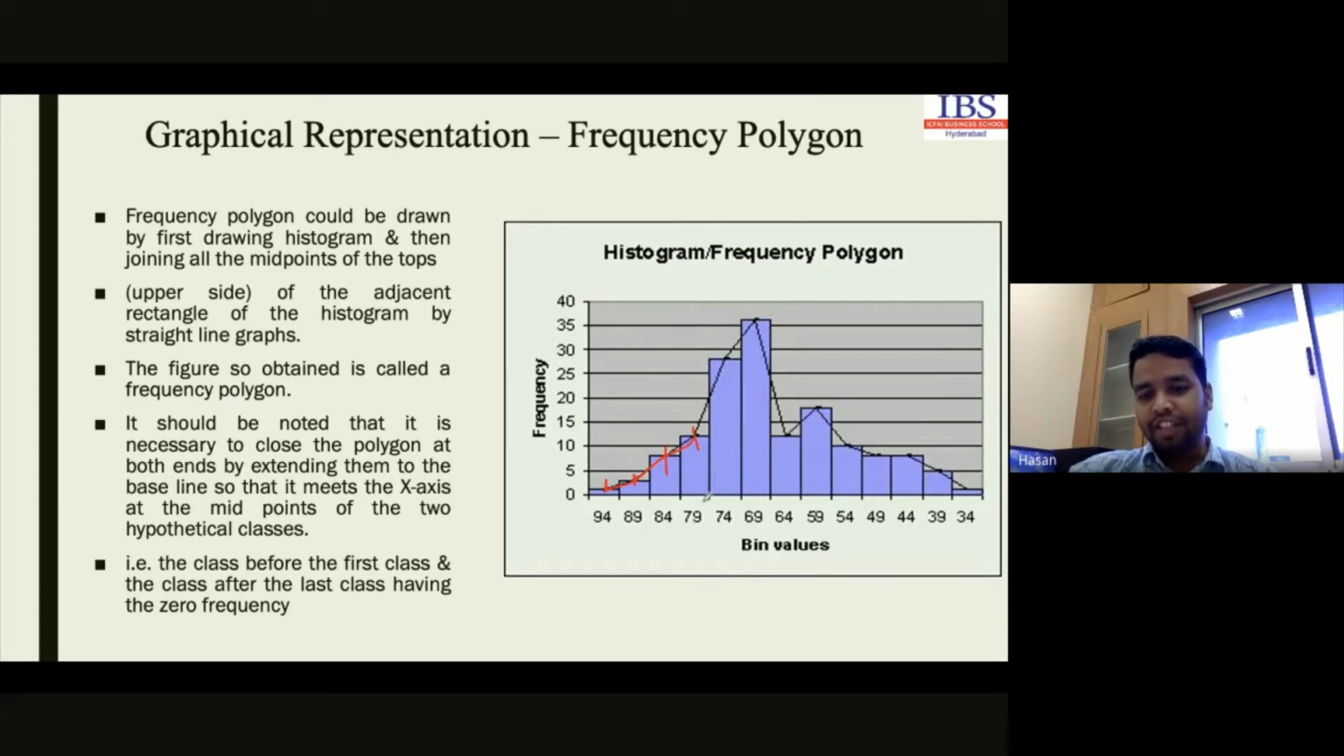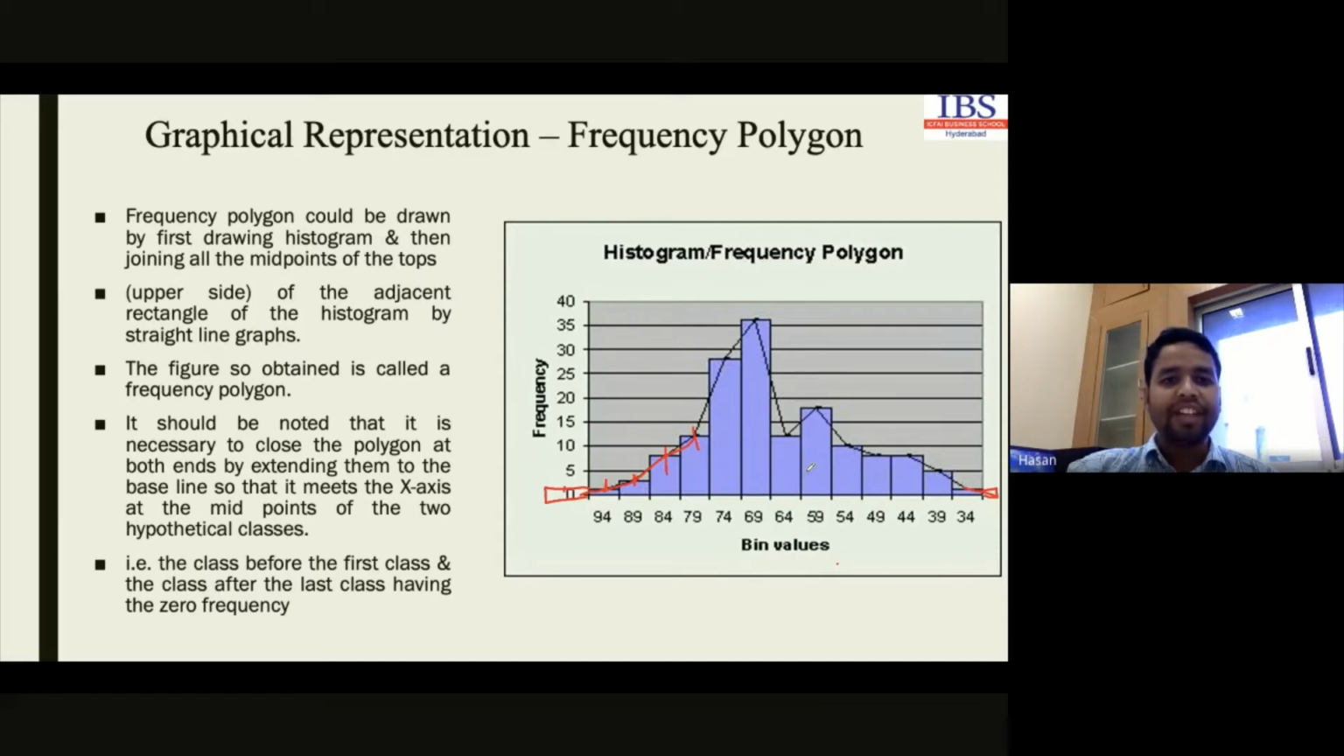Remember one thing, while drawing the frequency polygon, we may have a hypothetical bar on the left side and on the right side of the histogram we have drawn already. Considering the midpoint of the hypothetical bar, we'll have to draw the line in such a way that it touches the x-axis on both ends and creates a closed curve. So this particular curve is known as the frequency polygon.